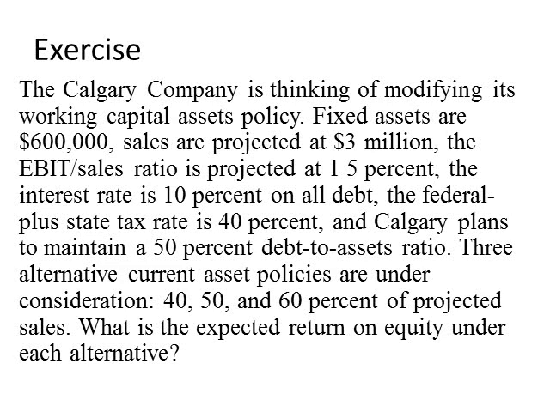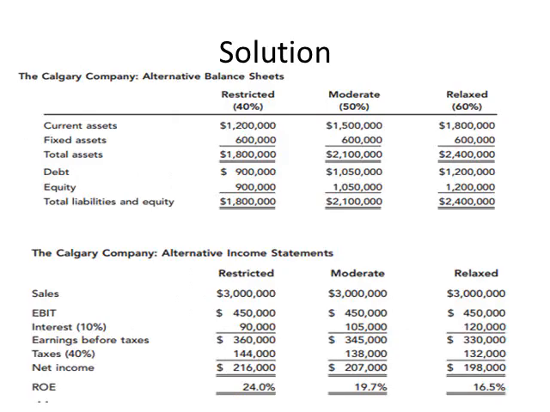In this exercise, he wants you to calculate the return on equity, which is the ROE, or the net income over the total owner's equity. And he gives you three policies for holding current assets: 40%, which is the restricted, 50%, which is the moderate, and 60%, which is the relaxed. As it's in front of you at the beginning, we are going to construct the balance sheet of the company and then the income statement of the company.